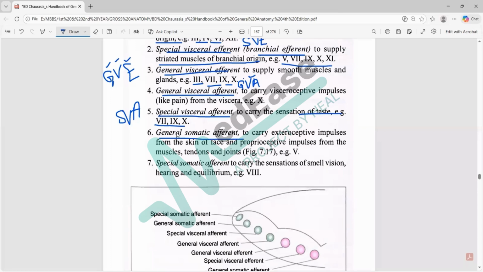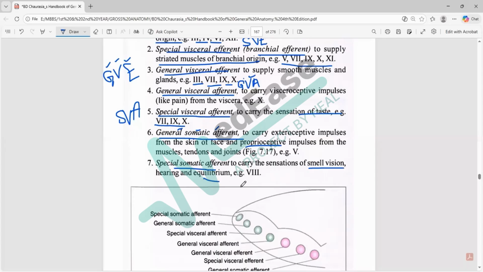As the name suggests, it will be general. Somatic means it carries from the normal parts of the body. Afferent means it is the input signal. So it mainly carries touch and proprioceptive impulses. But when we talk about special somatic afferents, we need to remember they mainly carry the signals of smell and vision.